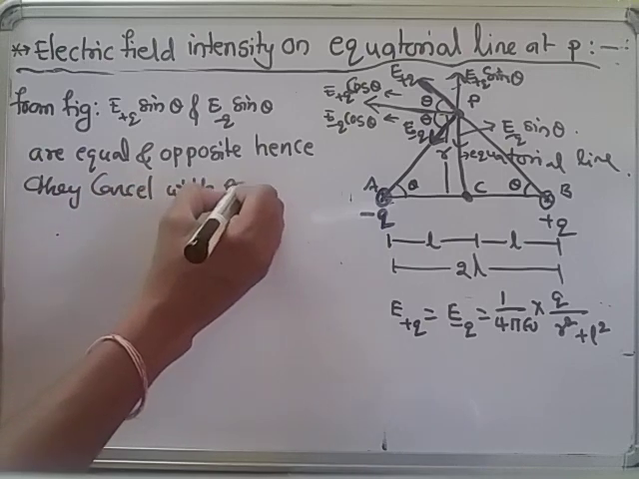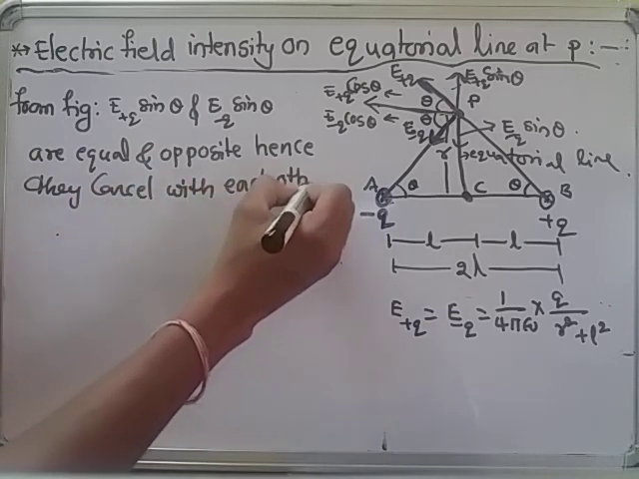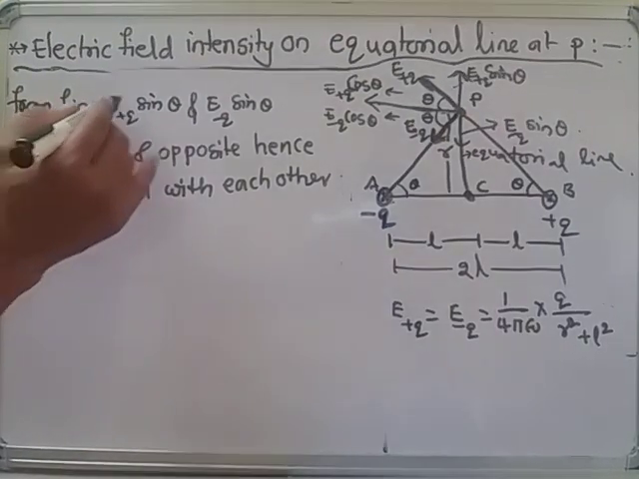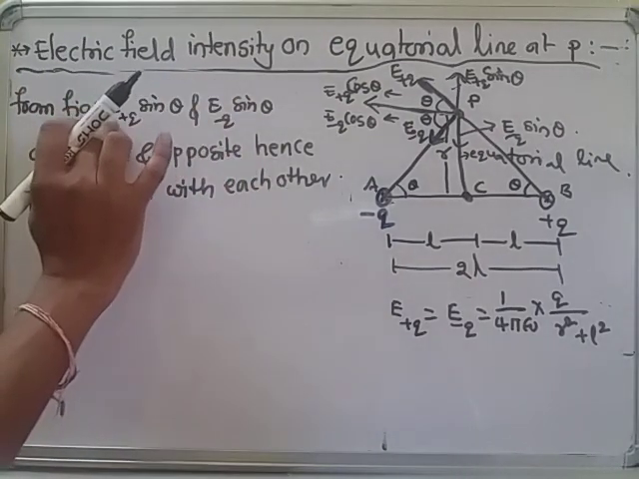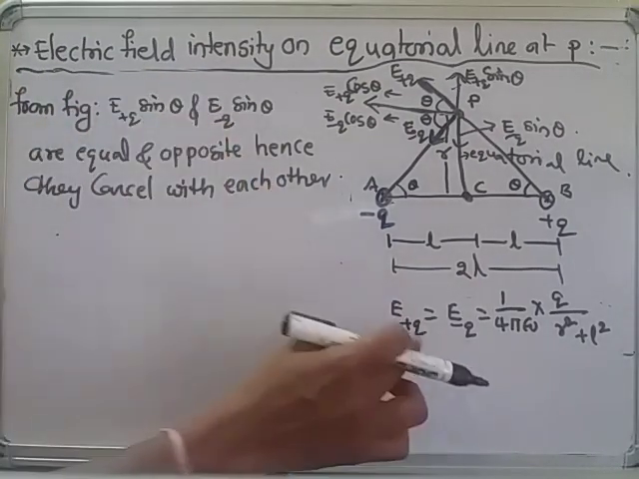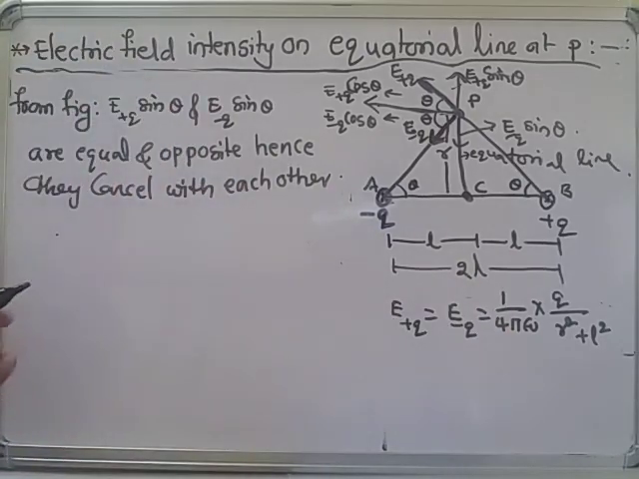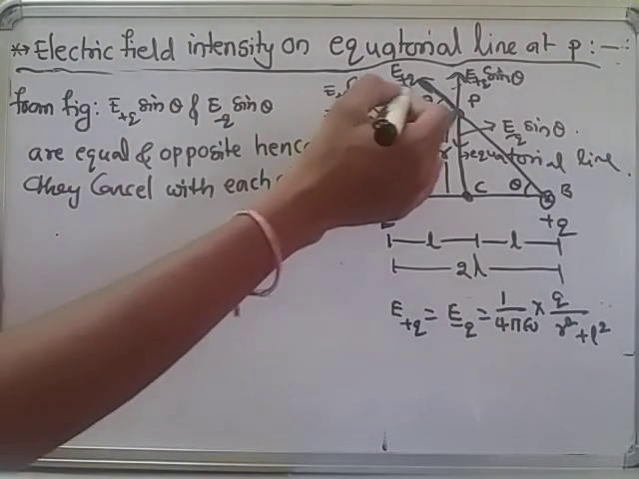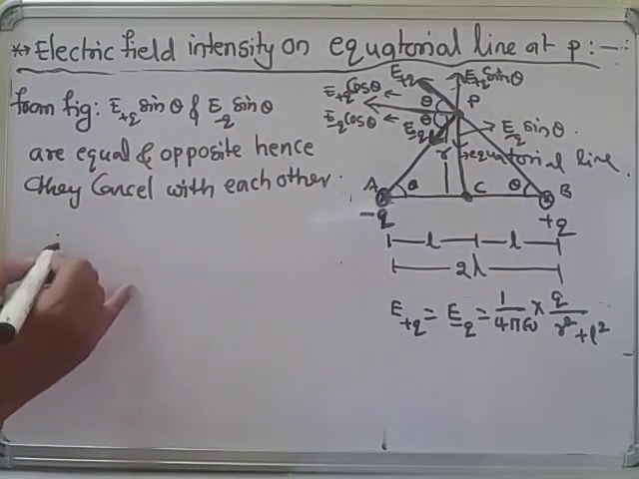Cancel with each other. Okay. E plus Q sin theta already equal. E plus Q, E minus Q values already equal. Now that's why they will cancel with each other. Net now E plus Q cos theta, E minus Q cos theta along same direction.